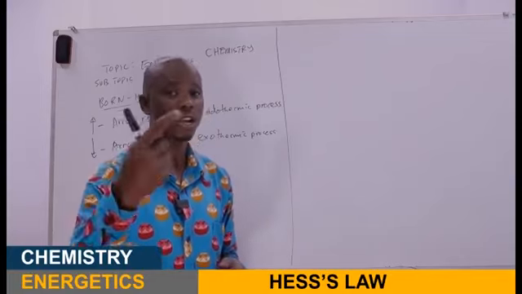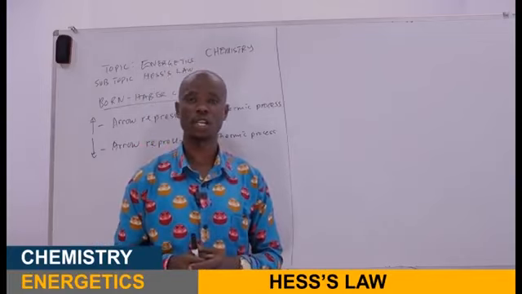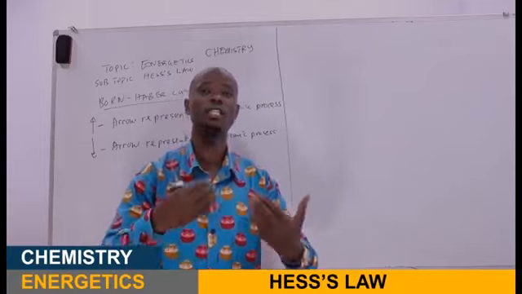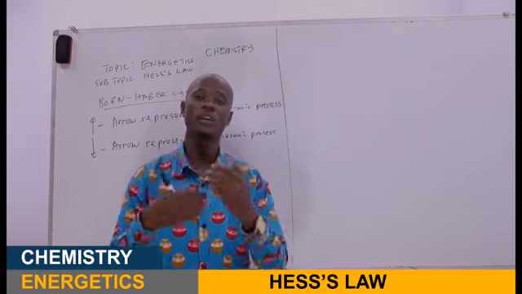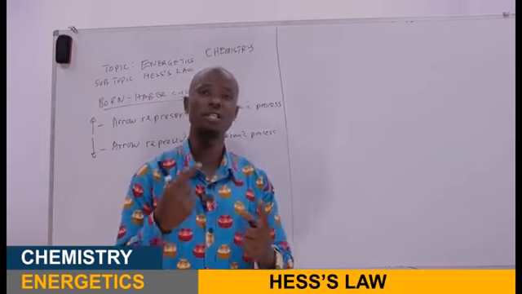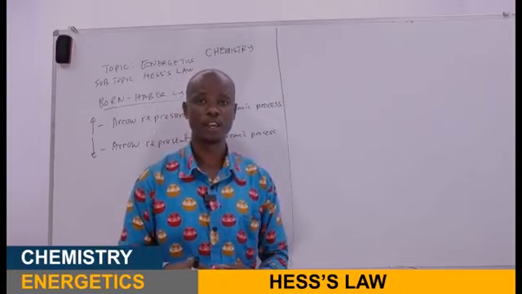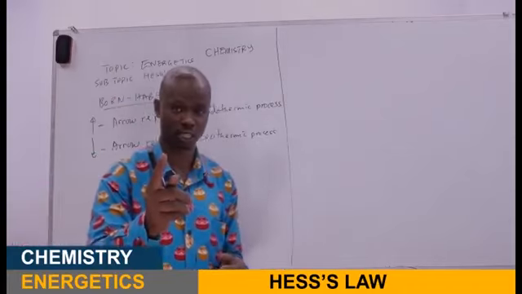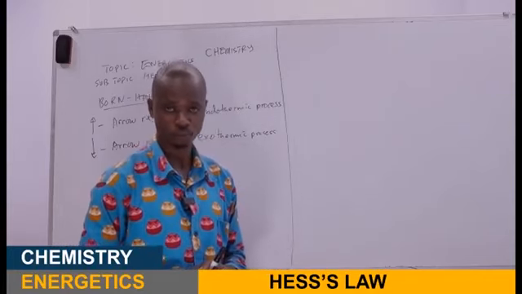Now, to remind you, when you talk about an exothermic process, this is the process which involves the release of heat or energy to the surroundings. When you talk about an endothermic process, this is the process which involves absorption of heat from the surroundings. So these two processes are very important when you want to draw the Born-Haber cycle.